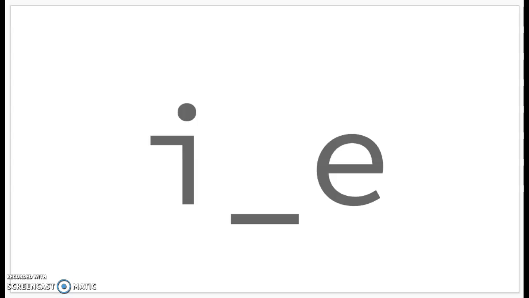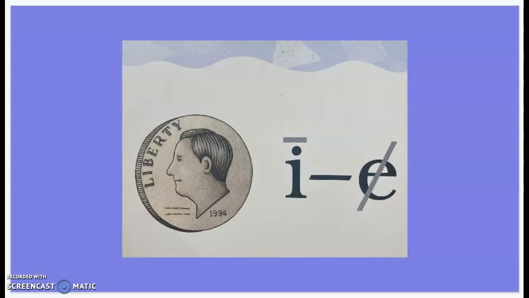Can you guess the picture card that goes with it? This piece of money is a silver coin. It's worth 10 cents. What do you think it is? Dime. D-I-M. We don't hear our E, so we cross it out. We hear our I say its name, and we put a macron above it. When you see this card, say dime, I.